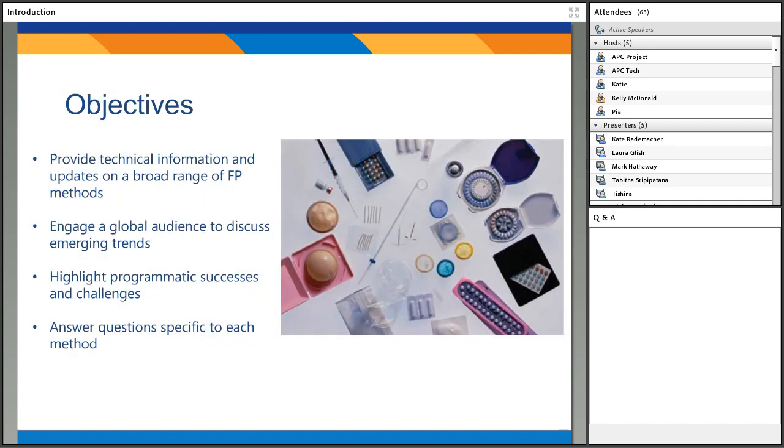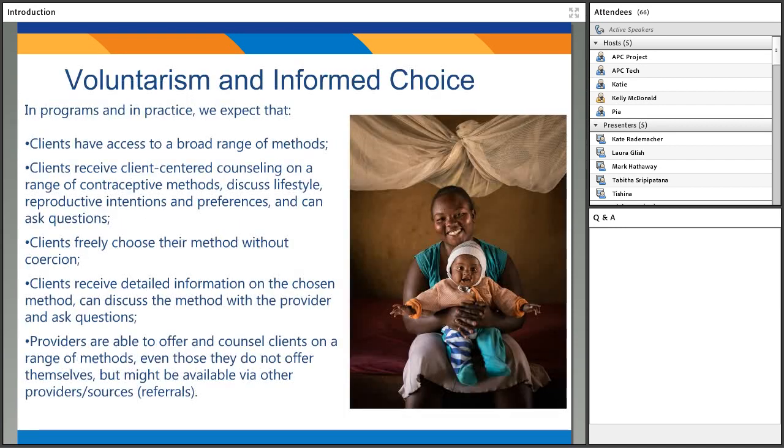The objectives include providing technical information and updates on a broad range of family planning methods, engaging a global audience to discuss emerging trends, highlighting programmatic successes and challenges, and of course answering questions specific to each method. And though we're going over one category of methods, all of this is really embedded in voluntarism and informed choice.